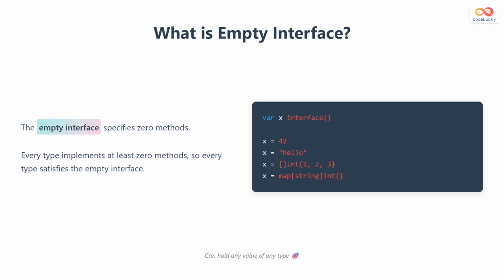Take a look at the code example. We declare a variable x of type interface{}. Then we assign an integer value of 42 to x. Then a string value of hello. Then a slice of integers containing 1, 2, and 3. And finally, a map of string to integer. This is possible because the empty interface can hold any value of any type.